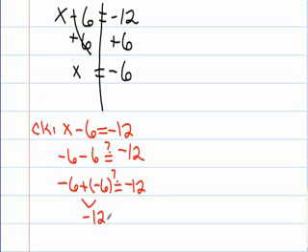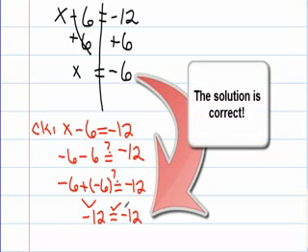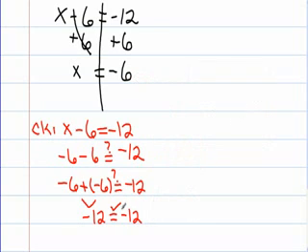So negative 6 plus a negative 6 gives me negative 12. Bring down my equals negative 12, and since I have negative 12 equaling a negative 12, I know that my answer checks out, so x equals negative 6 is my correct solution.